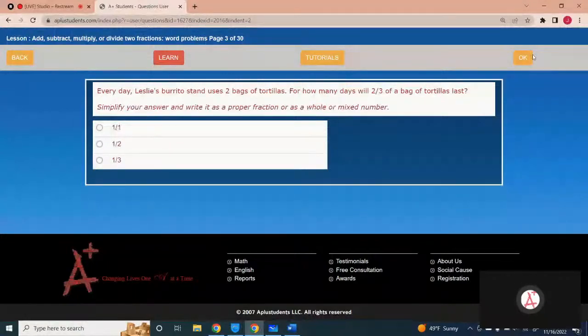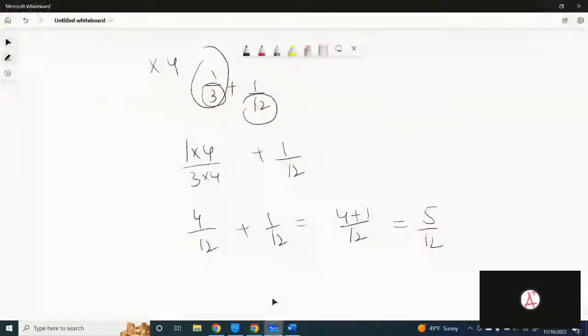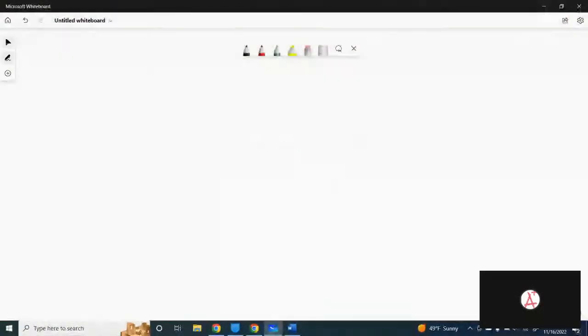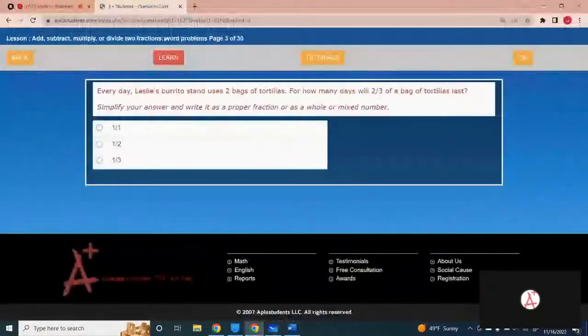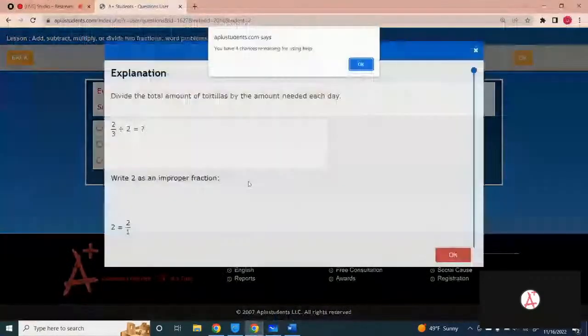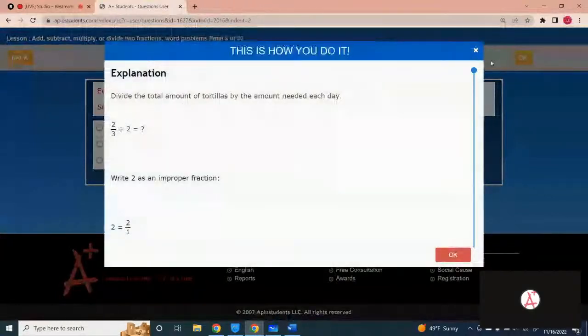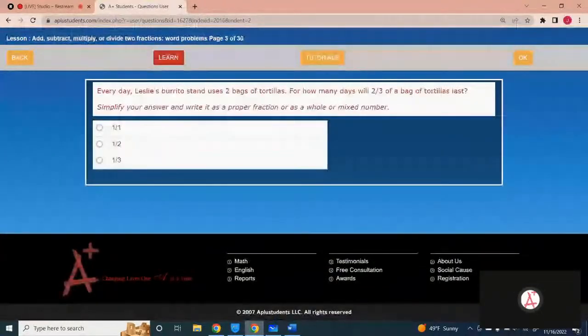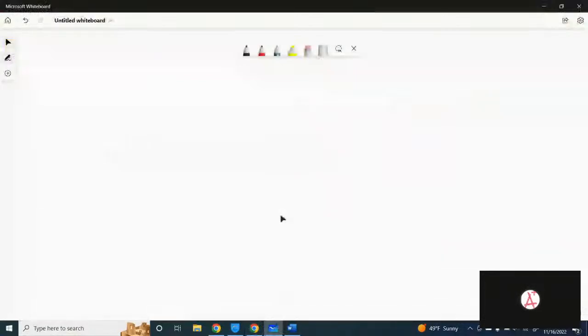Okay, the next one is: every day Leslie's Bruto Stan uses 2 bags of tortilla. For how many days will 2 by 3 of a bag of tortilla last? Got it? So you have to subtract them. 2 subtract 2 over 3. So you have to divide them. You have to do 2 divided by 2 over 3, I think.